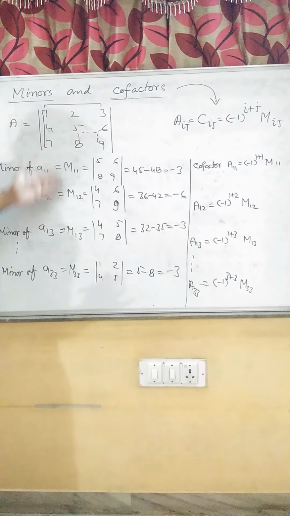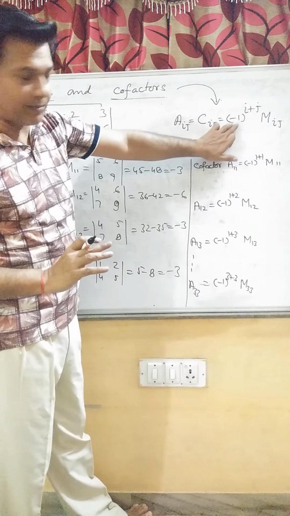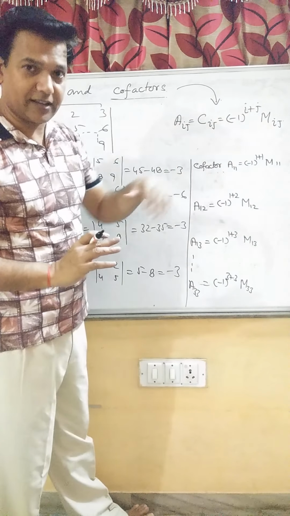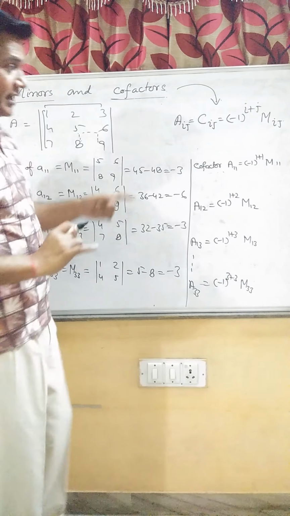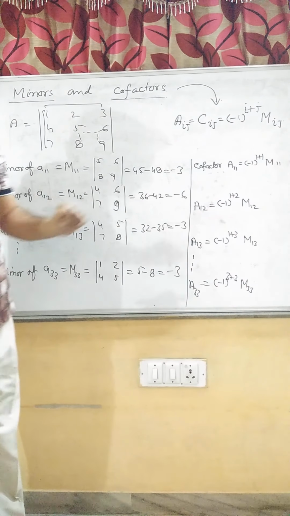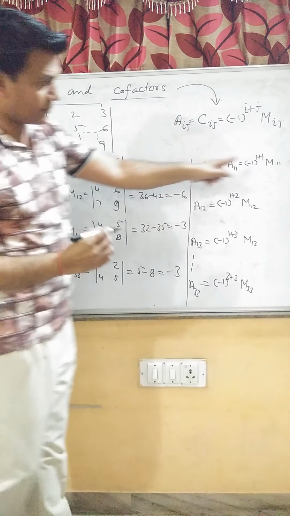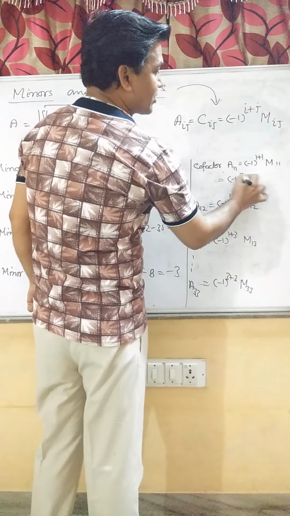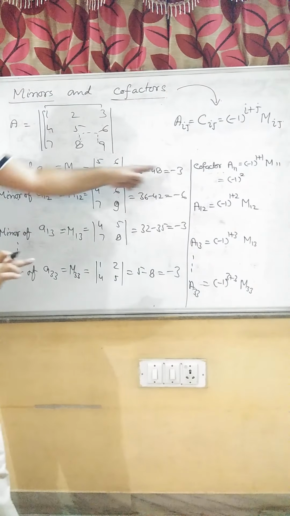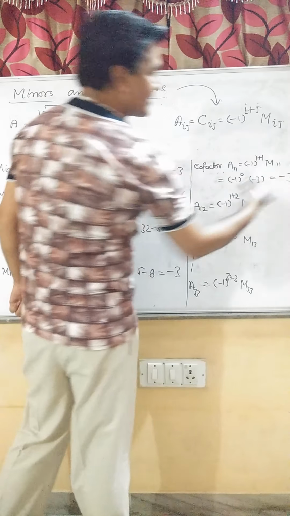Mij means the minor. Only there is one additional sign in front of it, minus 1 raised to the power i plus j. We are using the sign also, alternating plus minus. If the value of i plus j is 1 and 1, that is 1 plus 1, 2, like this, it means we are talking about minus 1 raised to 2, and M11's value is minus 3. So the overall value is minus 3.